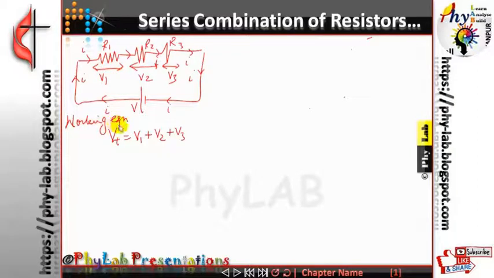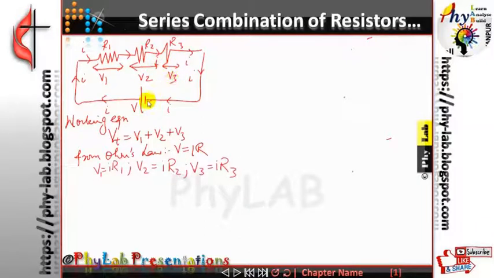Now from the working equation of the potential divider circuit, the total voltage that has been sent must be equal to the potential that has got divided. So V total is equal to V1 plus V2 plus V3, and from Ohm's law I know that V is equal to IR. So the potential across the first resistor is V1 equals IR1. Similarly, V2 is equal to IR2 and V3 is equal to IR3.